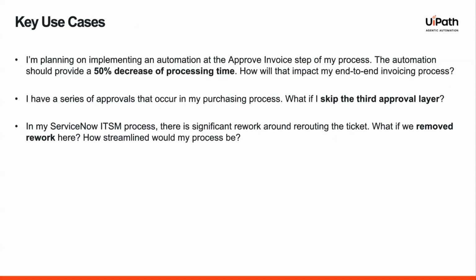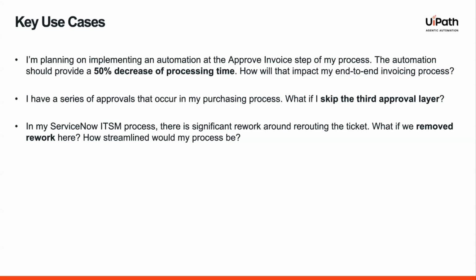As far as key use cases, maybe in an invoice processing or accounts payable step, you want to apply an automation at the approve invoice step. The automation should decrease the processing time by 50%. How is that going to impact my end-to-end invoice process? Or maybe I have a series of approvals that happen. What if I negate my third layer of approval? I don't need a third layer. That just adds time. How will it impact my process?